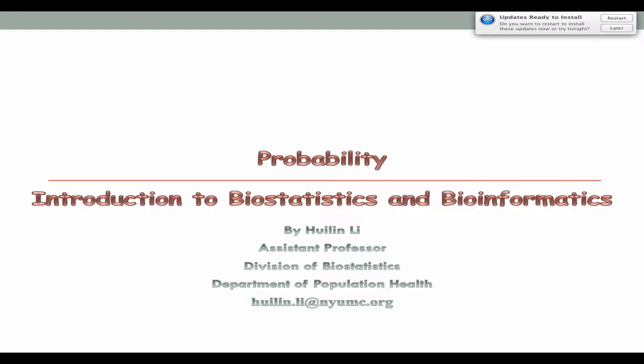And to me, the difference between those two, put it in a simple way, is that bioinformatics is kind of application of computer science and informatics science to biology, while biostatistics is the application of statistics to biology. So obviously, computer science and statistics are different fields. So bioinformatics and biostatistics are two different fields.